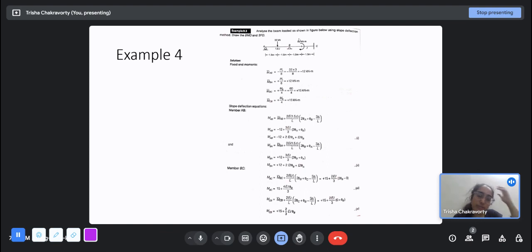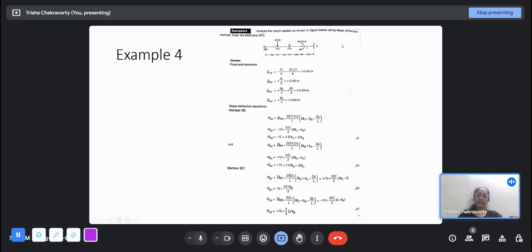Slope deflection equations for both the spans. For AB, we write MAB equal to MAB bar plus 2EI by L into 2 theta A plus theta B minus, here there is no delta, so that will not be there. And MBA we write the same way, plus 12 plus 2EI theta B plus EI theta A.